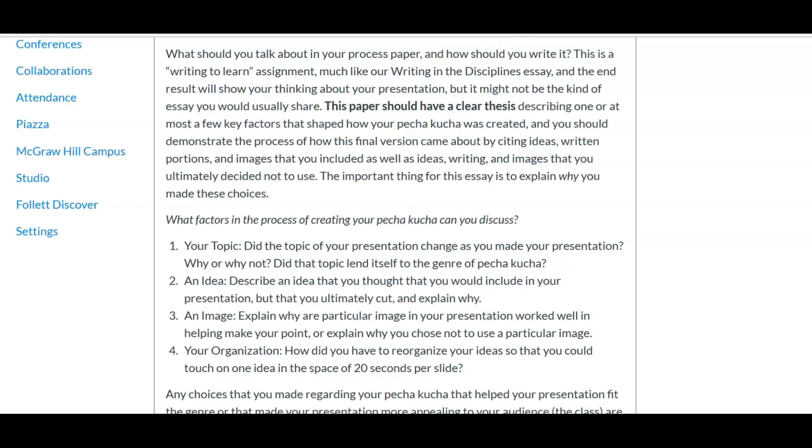What you should talk about in your process paper is, well, it's a writing to learn assignment, much like the writing of the disciplines essay. The end result is to show you're thinking about your presentation. The paper needs to have a clear thesis, and I can't stress that enough. This is what's going to separate one paper that might be a list of different things you thought about from a coherent essay that actually has a clear point to make.